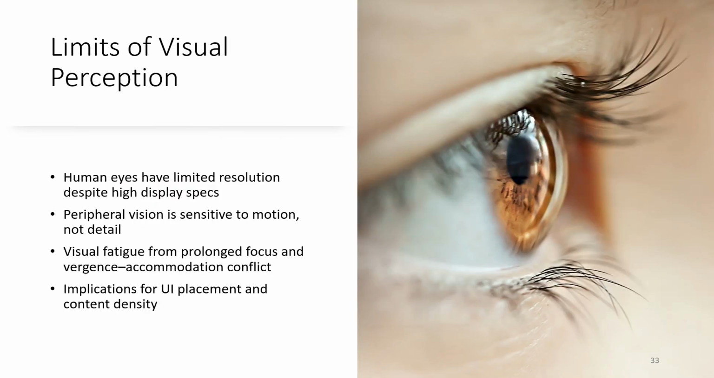There are some limits to our visual perception. Human eyes have limited resolution despite high display specifications. Peripheral vision is sensitive to motion, but not to detail. Visual fatigue is often experienced by humans due to prolonged focus and the conflict between vergence and accommodation. And so, these have implications for where we place our UI and the density of our content.